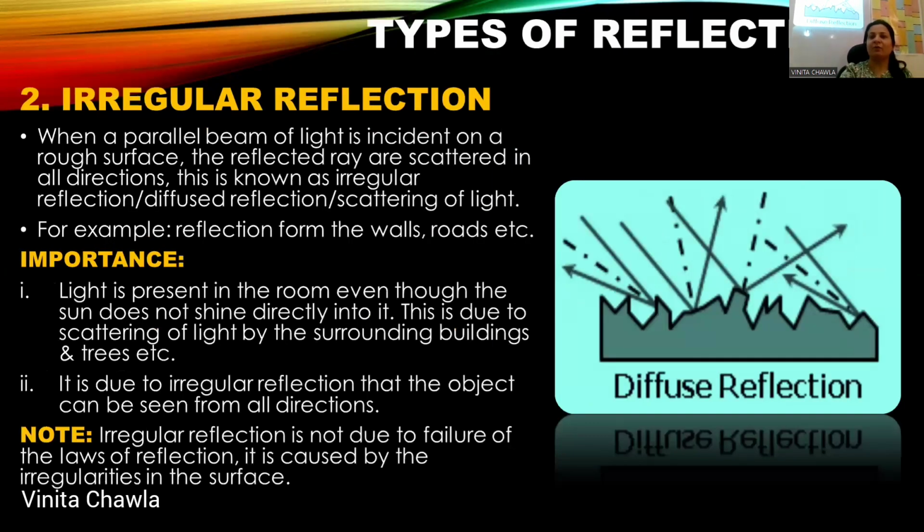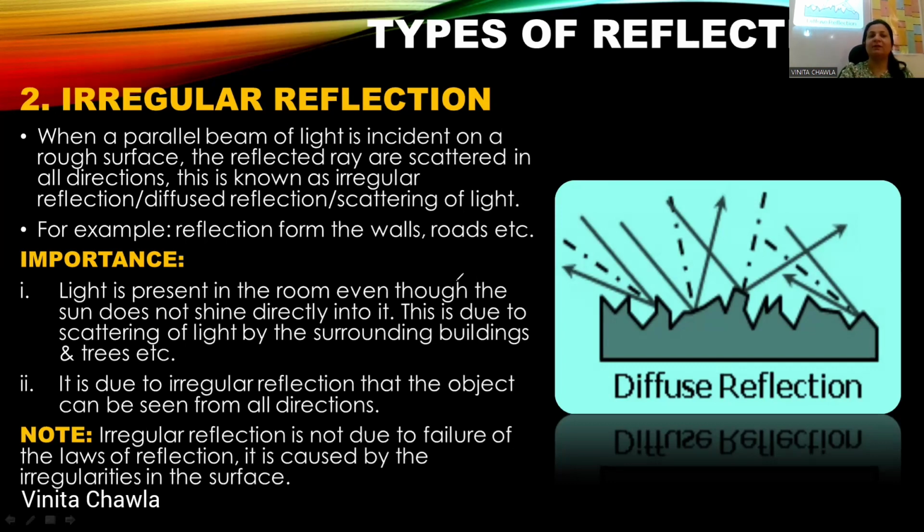But if we have a rough surface, then we have different angles of incidence. In this case also, the laws of reflection are equally valid. But here we can see different angles of incidence. For different angles of incidence, we have different angles of reflection. All the incident rays, you can see, are not parallel. They are striking at different angles, and we are getting different angles of reflection.